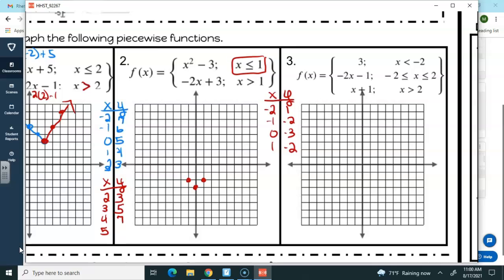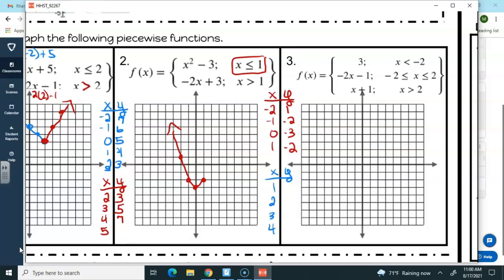Remember, this is a quadratic. All right, so our quadratic is going to look like this and go off less than 1. All right, now we are going to find the values for -2x plus 3, and we're going to do a t-chart for that, but we're going to do greater than 1. So 1, 2, 3, 4.